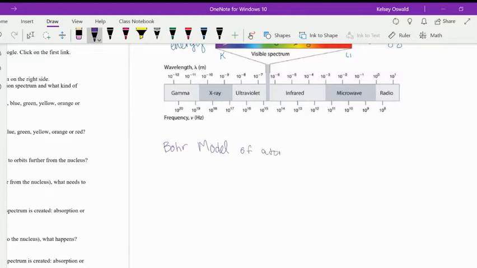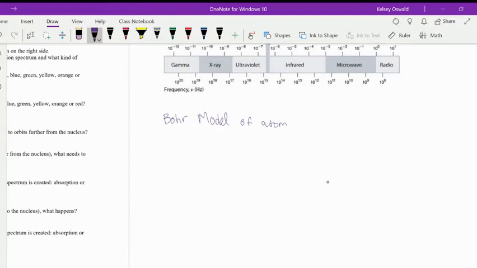And just like Rutherford, Bohr had a positive nucleus at the center of his atom. Okay. What Bohr did, though, is he sought to explain what exactly our electrons are doing and how the behavior of these electrons impact what colors we see when we heat up our different elements. So he said, our electrons exist on different energy levels, which are varying distances from us.